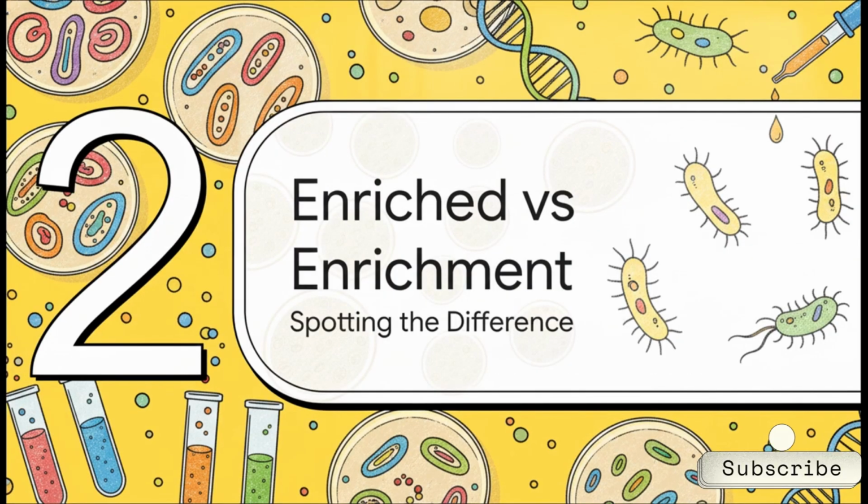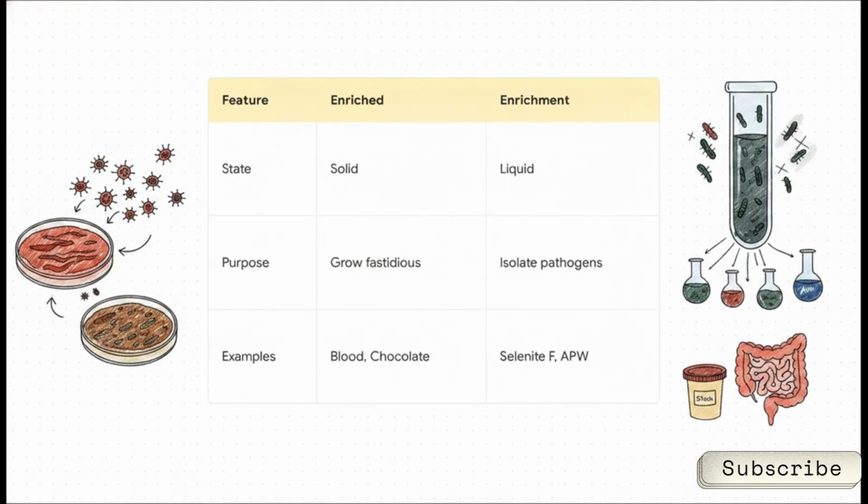Moving right along to Section 2, Enriched versus Enrichment Media. Guys, this is a massive trap for students. They sound practically identical, but functionally, they are entirely different beasts. Honestly, you can literally copy this table directly onto your exam sheet. Enriched media, like those blood and chocolate agars we just saw, are solid plates. Their one job is just to provide a massive buffet of nutrients to grow fastidious, picky bacteria. Enrichment broth, however, is a liquid, and more importantly, it contains inhibitory agents.